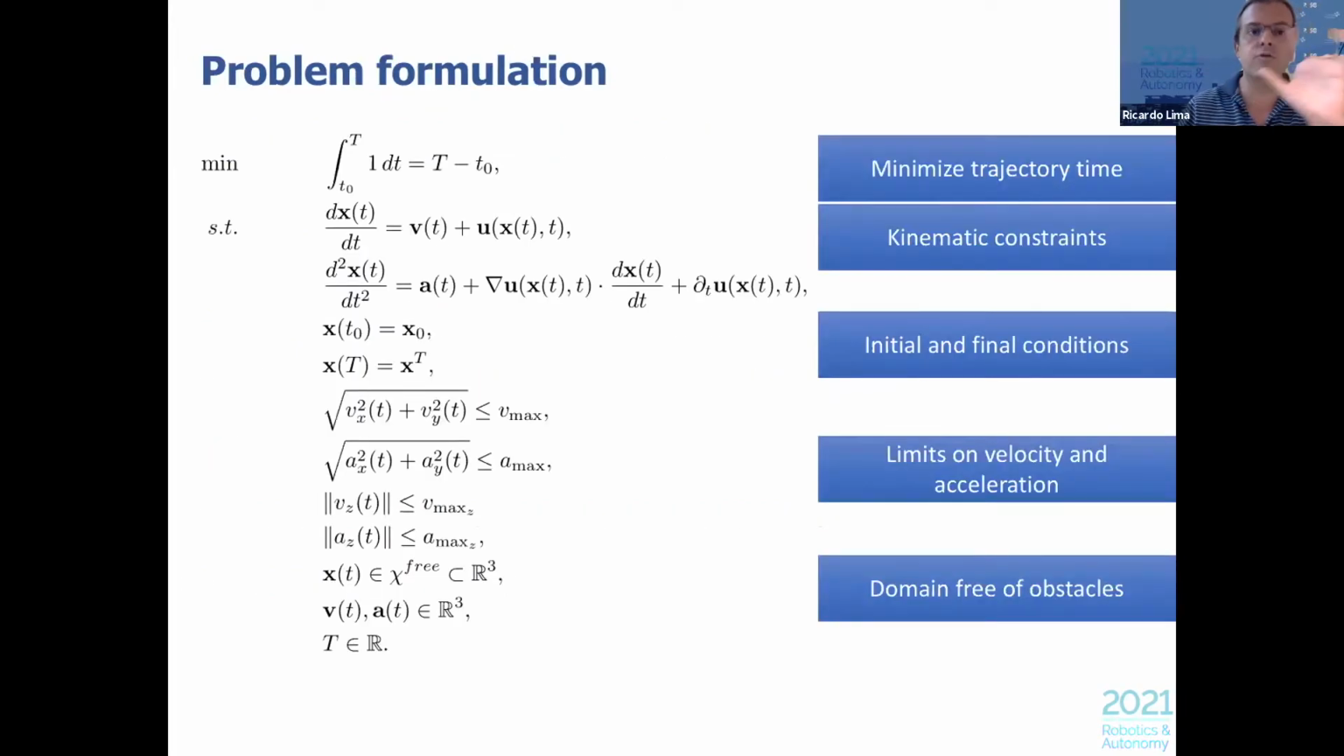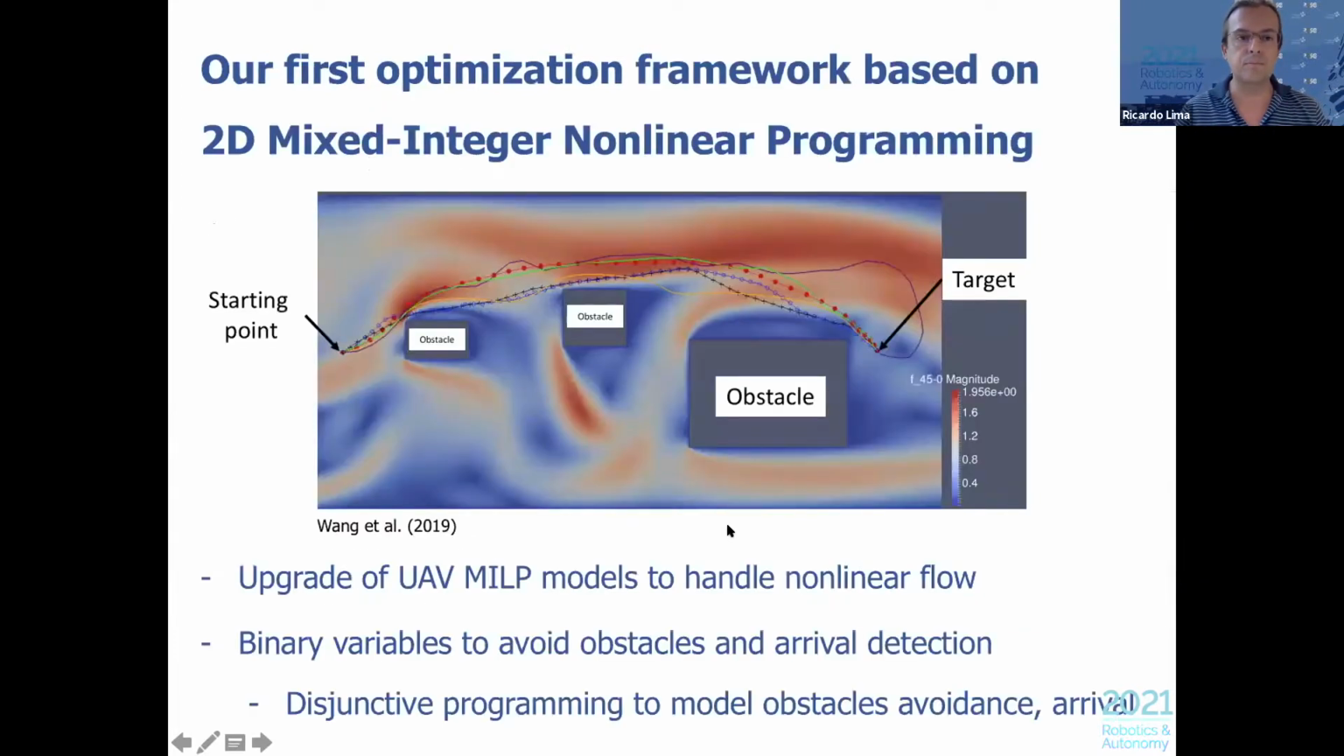So the general formulation for this problem is a kind of optimal control formulation, where we want to minimize the trajectory time, subject to some kinematic constraints, initial and final conditions, bounds on velocity and acceleration, and we want the vehicle to navigate in a domain free of obstacles. So this is our general problem formulation. Our first approach, our first optimization framework to deal with this problem, in fact, was based only on a 2D mixed integer nonlinear programming formulation.